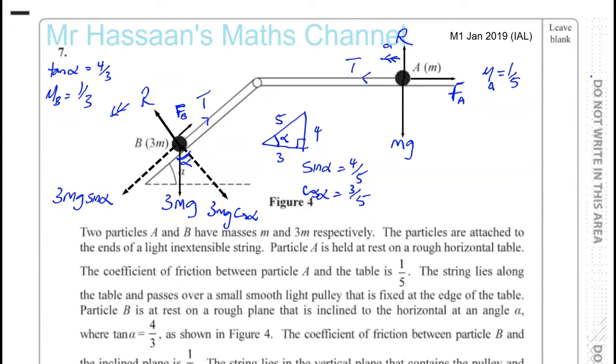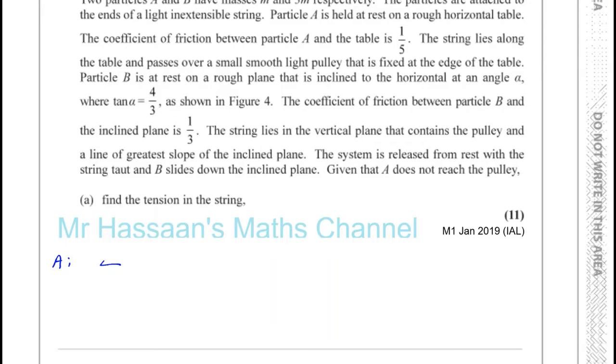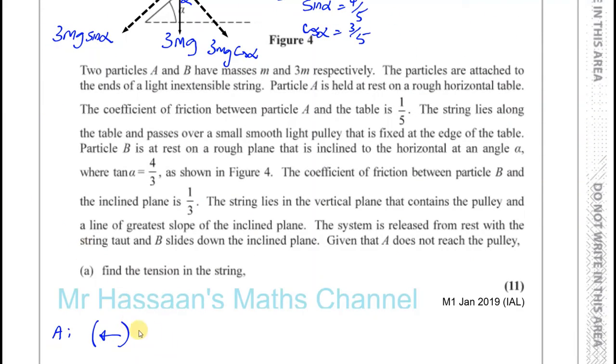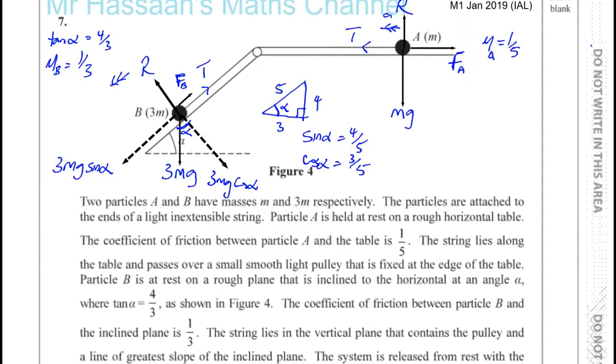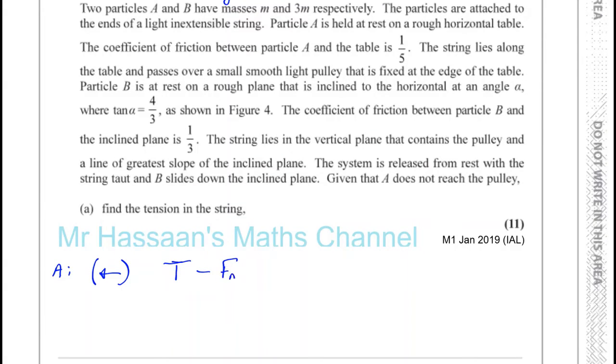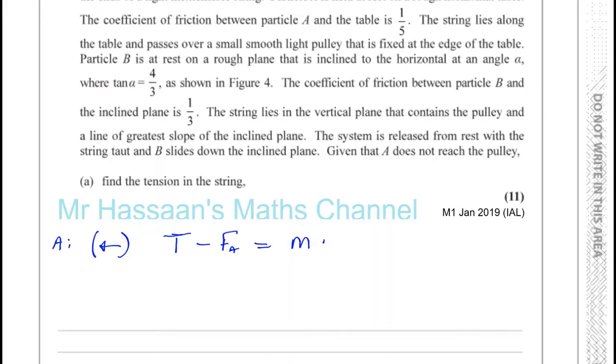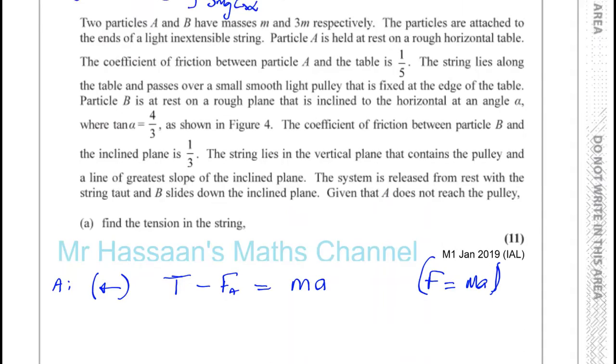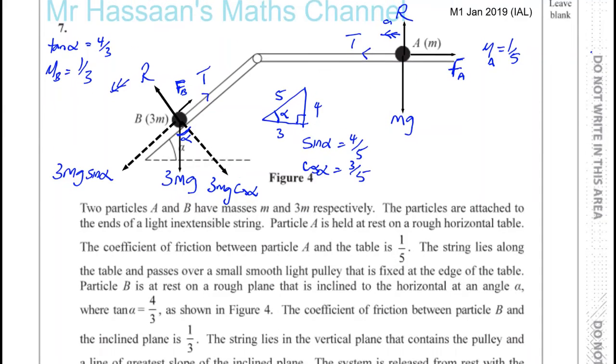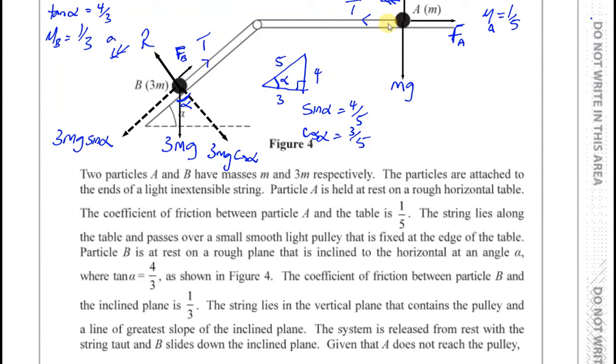So if we resolve the forces horizontally, you can say T, the force acting in the direction of motion, minus FA, which is the friction acting on A, equals the resultant force, which is ma. So you have m times the acceleration, which we have to find. This is using the equation F equals ma: the resultant force is equal to mass times acceleration. So that's one equation we've got. Now we know the acceleration here and here will be the same, and the tensions will be the same in both cases.